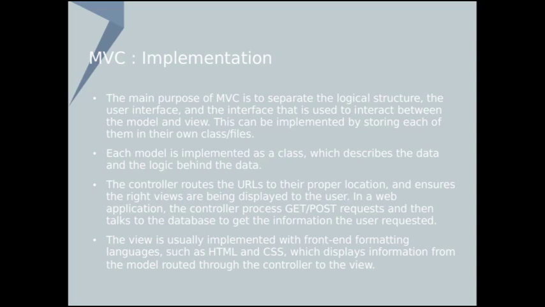This also has all of the database tables, and any information that relates to the database is handled by the model. And the controller routes URLs to the proper location and ensures the right views are being displayed to the user. In a web application, the controller also processes GET and POST requests and then talks to the database to get the information the user requests. The view is usually implemented with front-end formatting languages such as HTML or CSS, and it displays information from the model routed through the controller to the view.